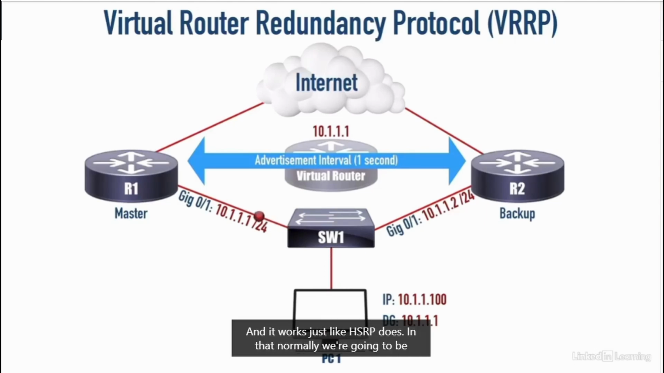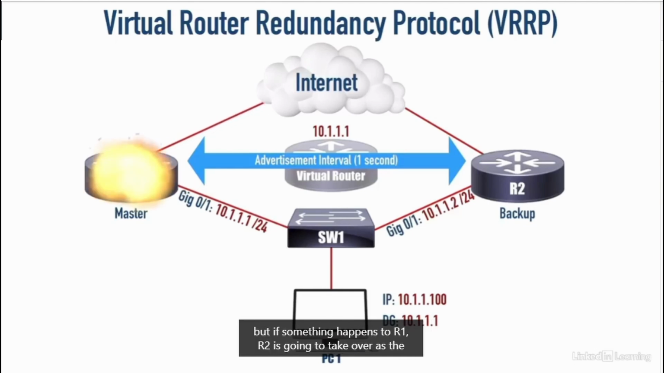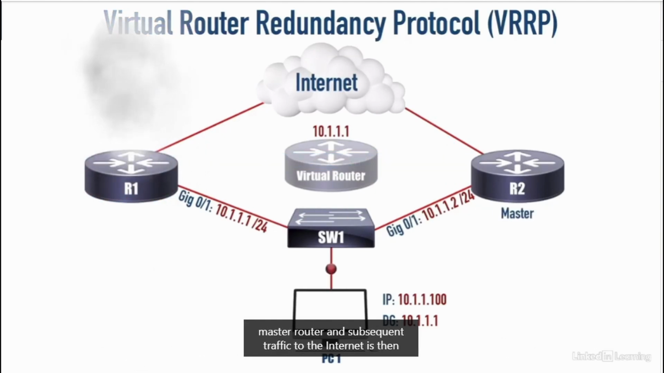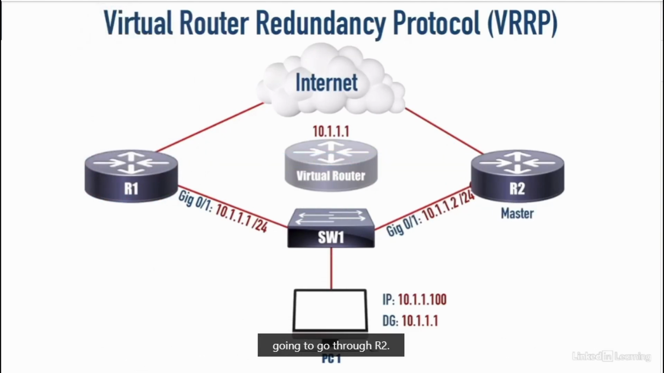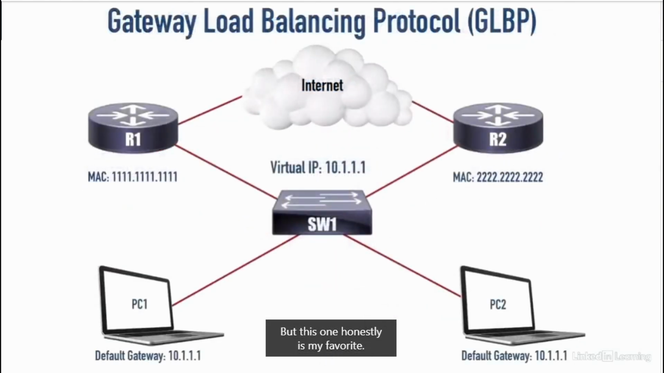And it works just like HSRP does, in that normally we're going to be going through R1 to get out to the internet. But if something happens to R1, R2 is going to take over as the master router, and subsequent traffic to the internet is then going to go through R2. Now, we've got one other first hop redundancy protocol to talk about, and it's also Cisco proprietary. So out of these three that we're talking about, HSRP, VRRP, and GLBP, VRRP is the only one that is an industry standard. The others are Cisco proprietary, but this one honestly is my favorite.